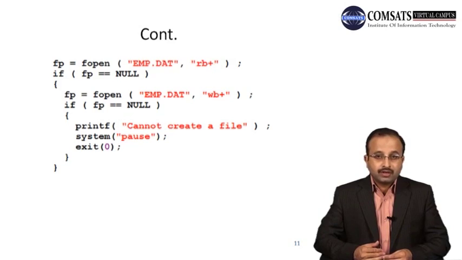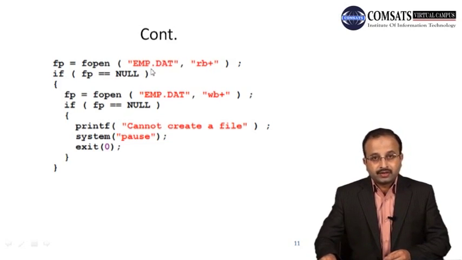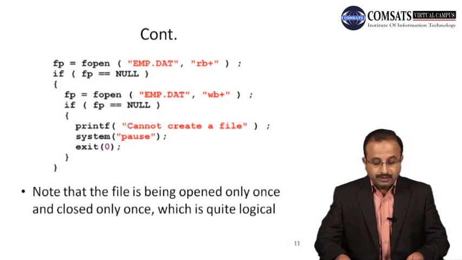And what are the situations where it is unsuccessful to open the file in RB plus mode? They are the situation when you run the program at the very first time. The second situation is that when you run the program and then afterwards you delete the emp.dat फाइल को अगर आप डिलीट कर देते हैं बाद में, तब भी ये जो fopen की जो फर्स्ट स्टेटमेंट है ये नल रिटर्न करेगी. ठीक है, बिकॉज फाइल इसको नहीं मिलेगी. Note that the file is being opened only once and closed only once, which is quite logical.